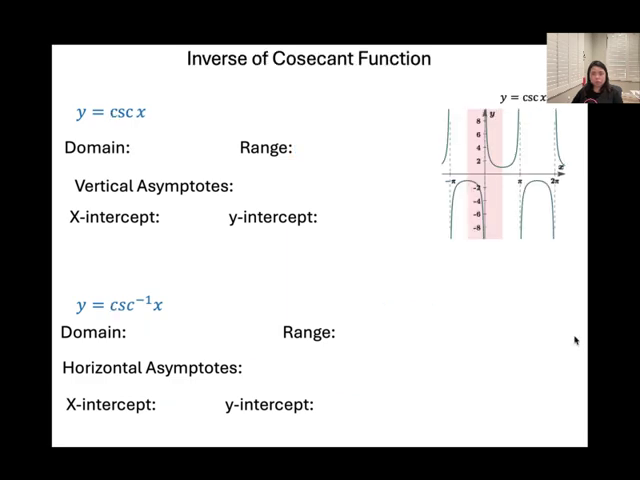Okay, last one. Inverse of cosecant function. Similar to y equal to secant x, we want to restrict the domain and make sure it has to be a one-to-one function. Okay? Try to fill out all the domain and range and x and y intercept and then asymptotes.